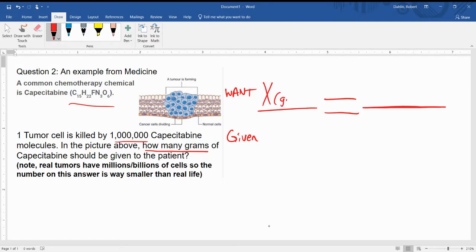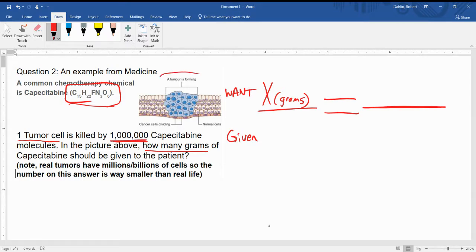And again, I'm going to put in parentheses, what units do I have? So what we're looking for is how many grams? Well, how many grams of what? Grams of our molecule. So we first need to know something about our molecule for the given. So we look at this and it says, okay, one tumor cell is killed by 1 million of these molecules.